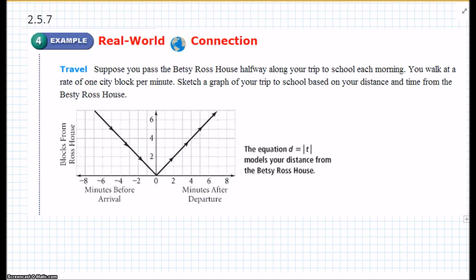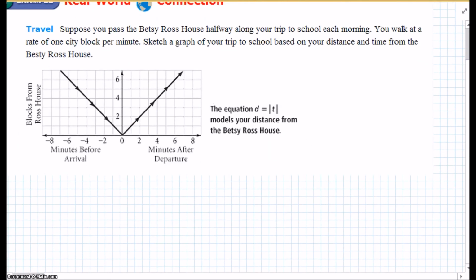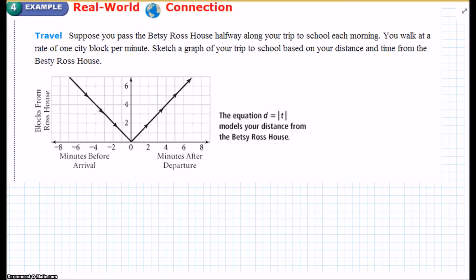Real world connection. Suppose you pass Betsy Ross's house halfway on your trip to school each morning. As you walk at the rate of 1 city block per minute, sketch the graph of your trip to school based on your distance and time from the Betsy Ross house. So when we start, okay, we see that we are 7 minutes away or 7 blocks away. So as we walk towards Betsy Ross's house, time goes, so we're getting minutes and minutes closer, and we're getting blocks and blocks closer as well.